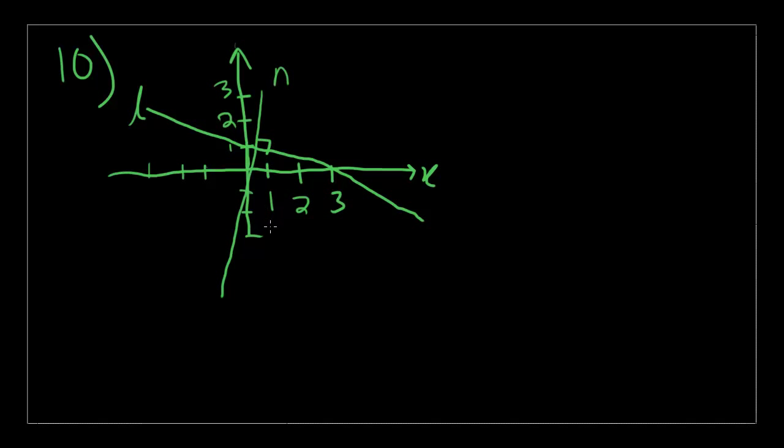So, in the XY coordinate plane above, line N is perpendicular to line L. What is the slope of line N? Well, since they're perpendicular, let's say the slope of line L is equal to x. Then the slope of line N will be equal to -1 over x, so the negative reciprocal. So let's find the slope of line L first.